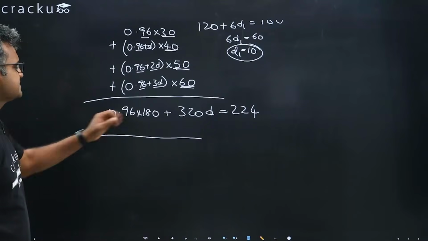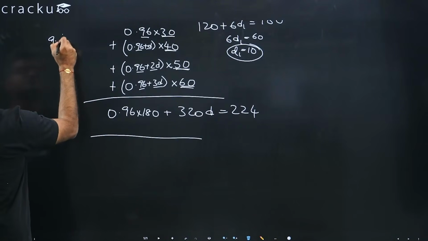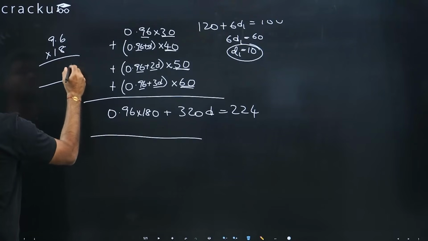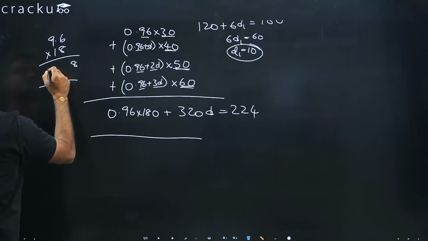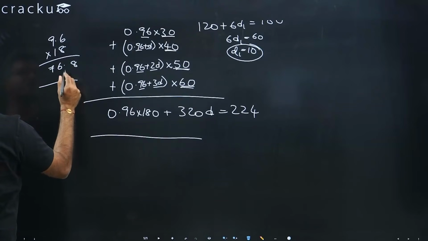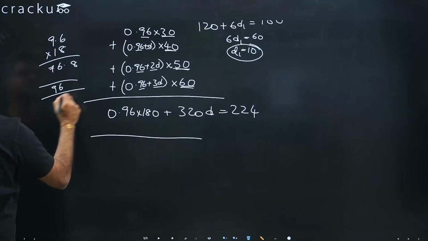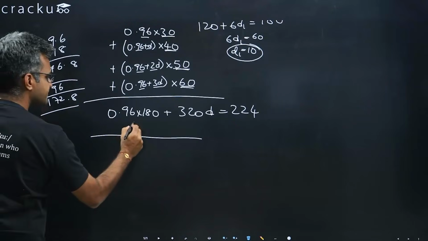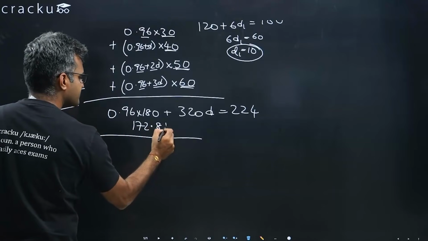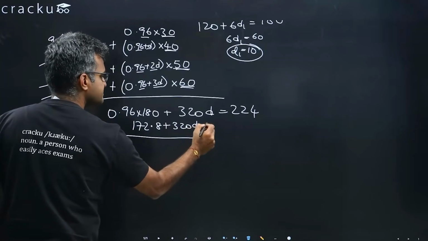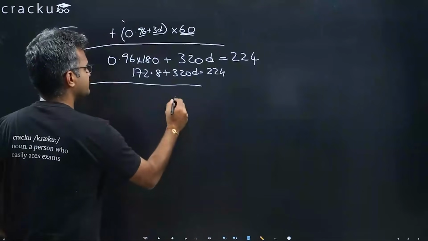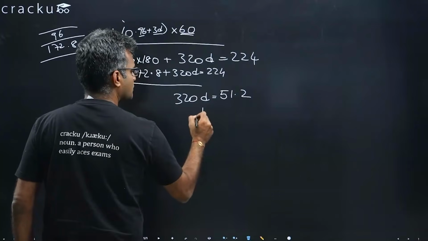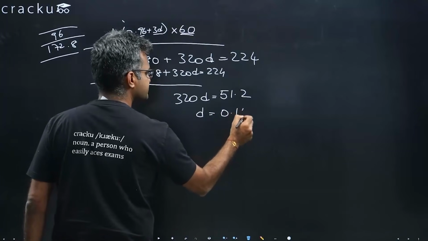We have to simplify it. What is 0.96 into 180? This will be 9.6 into 18, which is 172.8. So this will be 172.8 plus 320d is equal to 224, or the value of 320d is equal to 51.2, or the value of d, you can simplify it, will be 0.16.